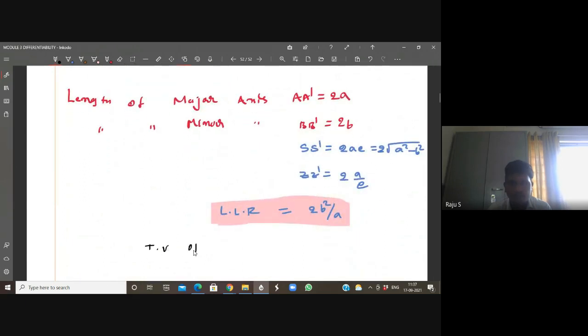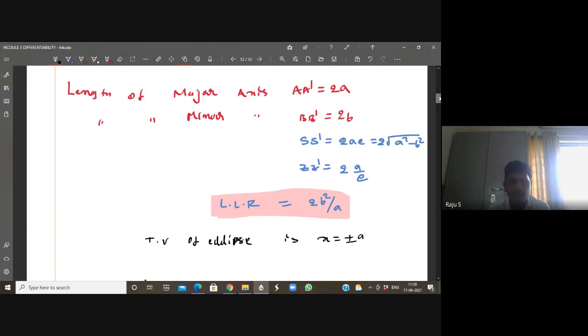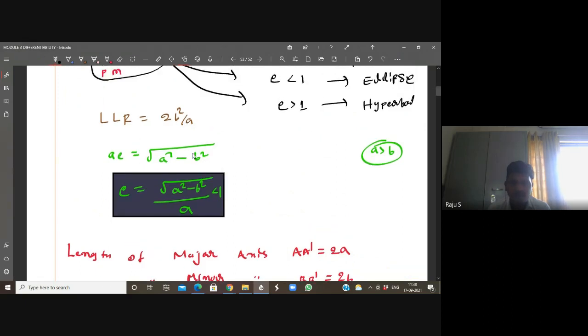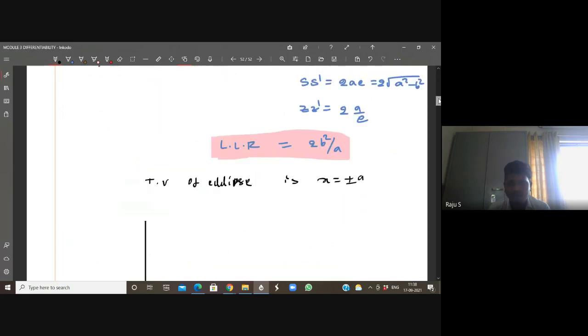The directrix of the ellipse is x equals plus or minus a/e. There exist two vertices, two foci, two feet of the directrix, two directrices. The length of the major axis is 2a, the length of the minor axis is 2b, the length between the two foci is 2ae, the length between the two directrices is 2 into a by e, and the LLR is 2b square by a. The eccentricity is e equals root over a square minus b square by a, because the value of ae is root over a square minus b square.